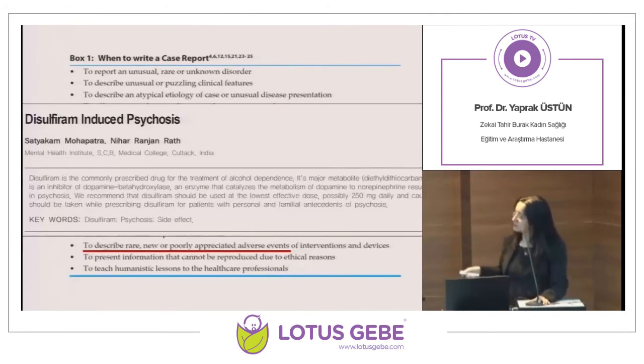When you describe a rare or new adverse event, it's worth publishing too. You see, the disulfiram-induced psychosis. You know, disulfiram is the commonly prescribed drug for the treatment of alcohol dependence, and if it causes psychosis, it's a rare adverse effect, so you can publish this.